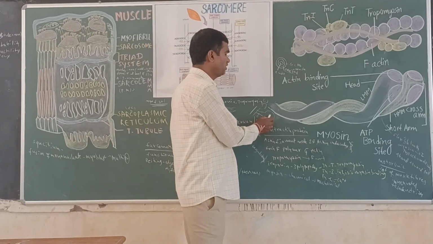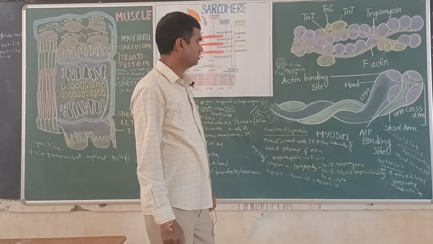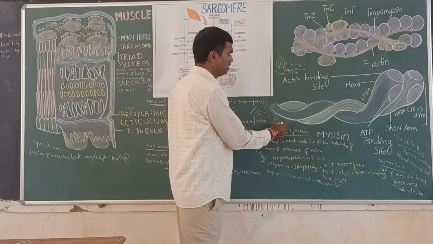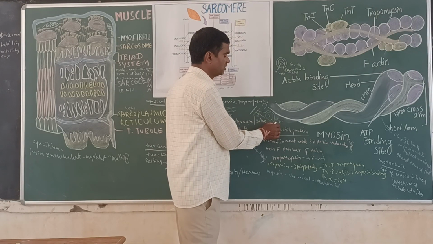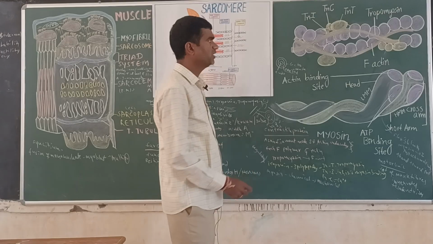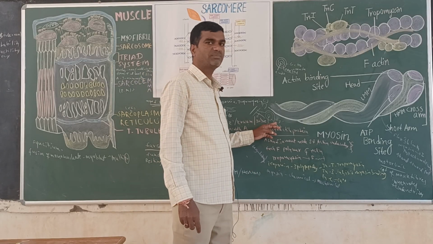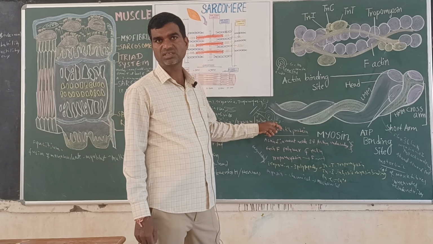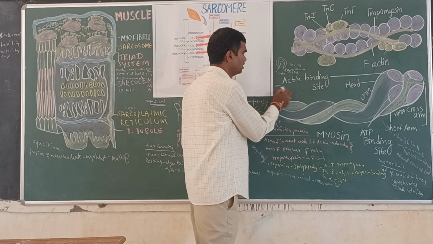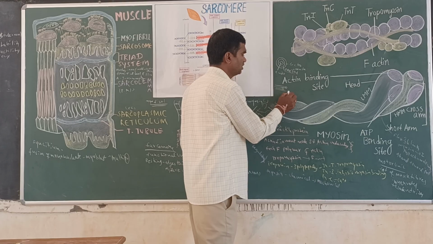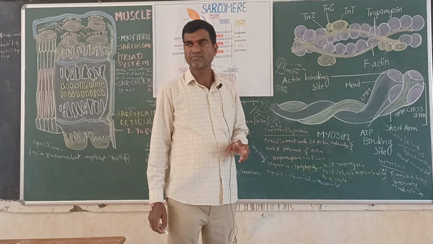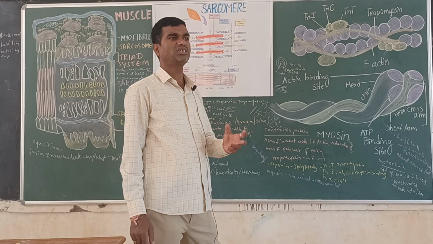Muscles have different layers. The first layer is called epimysium, the middle layer is called perimysium, and the third layer is called endomysium. Muscles form bundle-like structures. Bundles of muscle fibers together are called fasciculi.